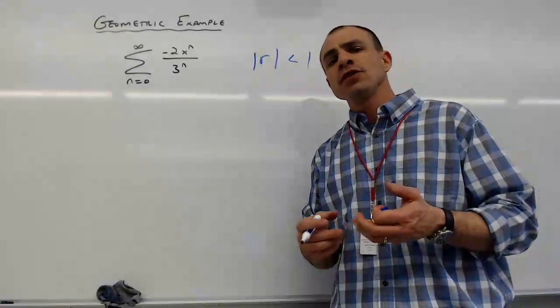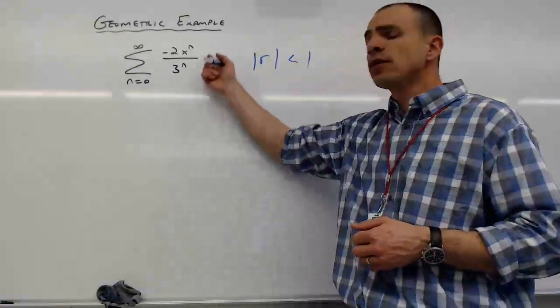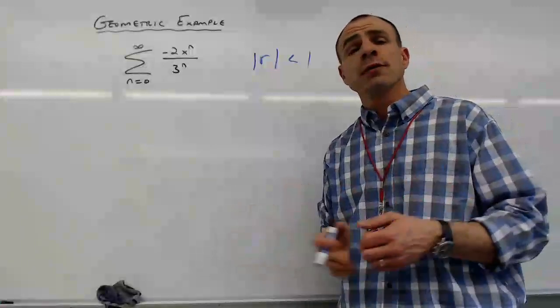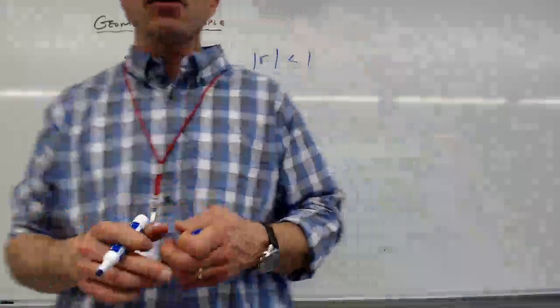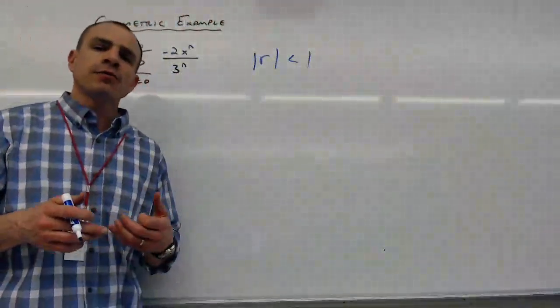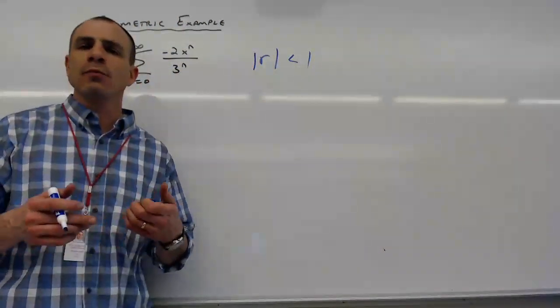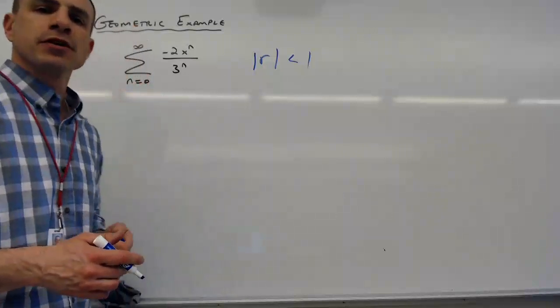If you see right away that the common ratio here is going to be x over 3, that's great. Go ahead right away and work it. If you're not sure, keep in mind that you can always write out the first couple of terms to help you identify what the common ratio is.